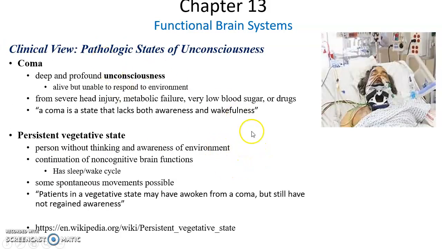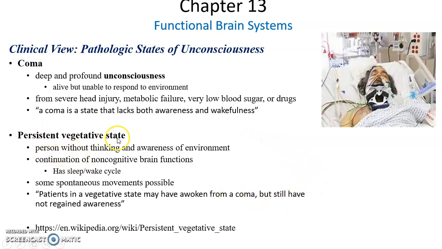Then there's a coma. A coma is a deep and profound unconsciousness. They are alive but unable to respond to the environment around them. It can be caused by lots of things, including head and brain injuries, low blood sugar, drugs. So a coma is a state that lacks both awareness and wakefulness.